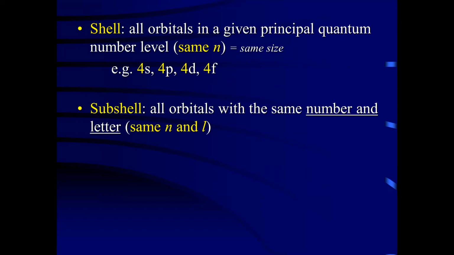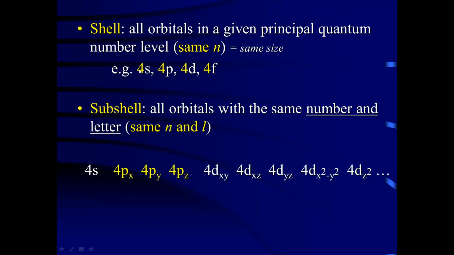So now let's take a look at another term called a subshell. The subshell means all orbitals with the same number like this, as well as the same letter. That number tells us the principal quantum number n, and that letter tells us the angular momentum quantum number. For example, when L is equal to 0, it's named s. When it equals 1, it's named p. When it's equal to 2, it's named d orbital.